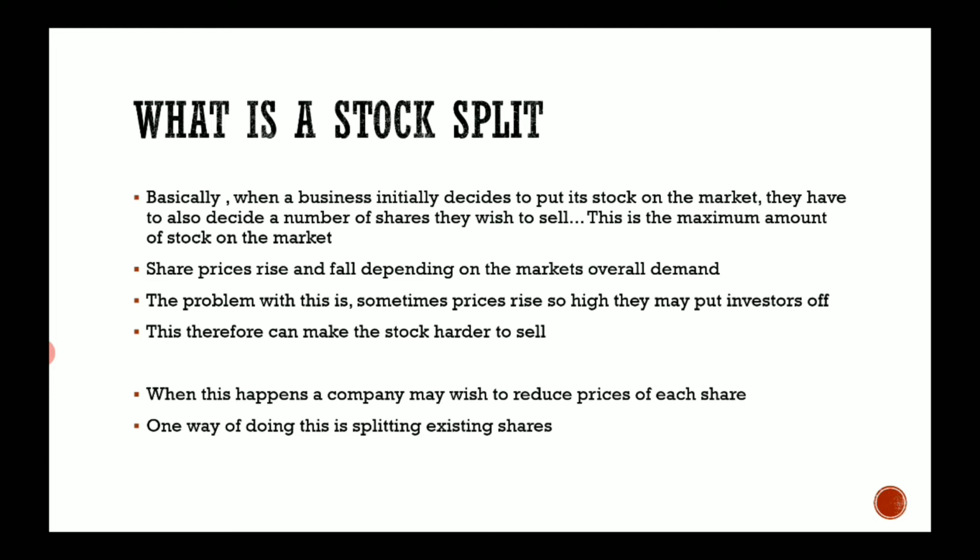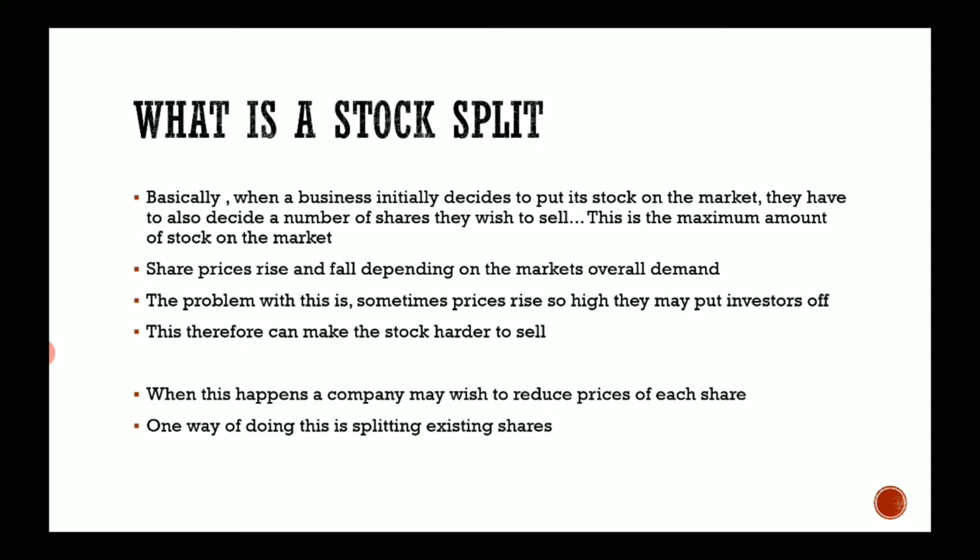But basically this can also cause a problem, because when prices rise too high, they can actually put some investors off. Now we've seen this in a few stocks recently, Apple, Tesla to name a few. The prices are so high, and it's understandable that can put some investors off. When you're paying over 2,000 for a stock, that can make some sense. So this can make the stock harder for a company to sell, and this can deter some investors, so they wouldn't even invest in the company. So basically it can make sense for a company to want to reduce prices of each share.